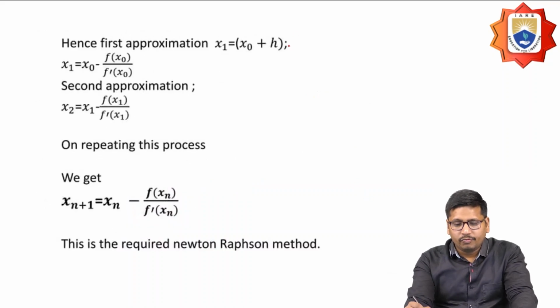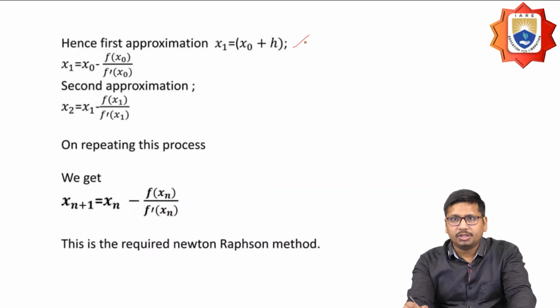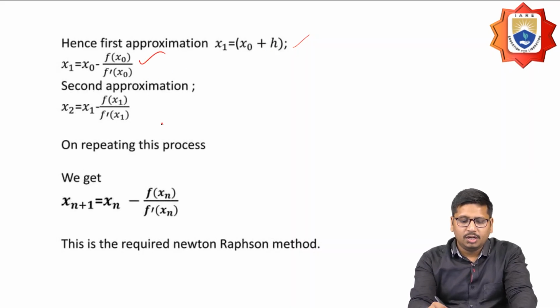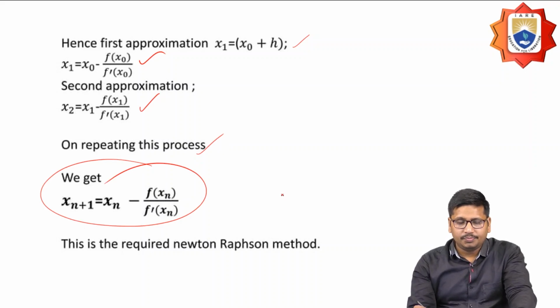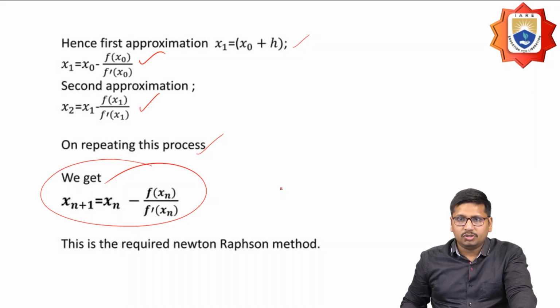So we first find the first approximation, which should be x1, that is x naught plus h. From this I'm going to find x1. So x1 is equal to x naught minus f of x naught by f dash of x naught, and similarly x2. So I'm going to repeat this process. Finally I'm going to determine the nth term, that should be xn plus 1 equal to xn minus f of xn by f dash of xn, that should be the required Newton-Raphson method.